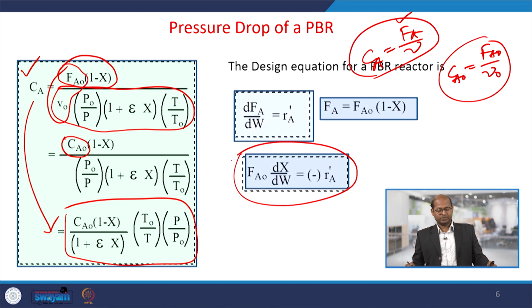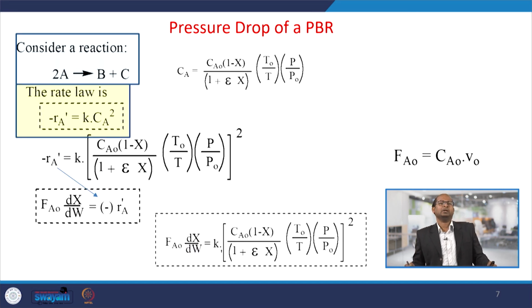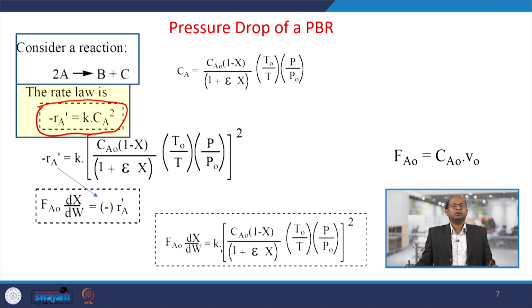Now, in the design equations, let us say for a second order reaction, the rate expression or rate law for a heterogeneous catalytic reaction we can write minus r A prime equals k C A squared. Here the rate constant and concentration of component A we have put in the rate law.